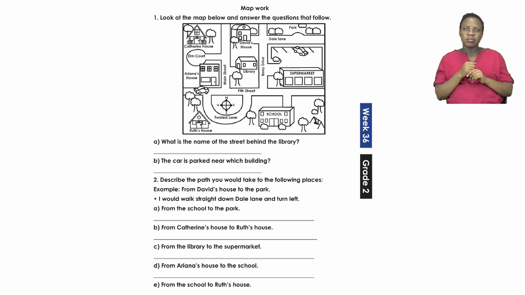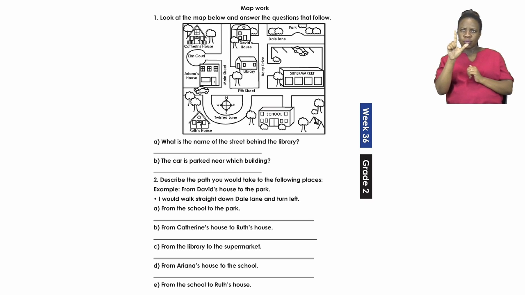Example says, here you must now describe the path from David's house to the park. Right. Now, if you are at David's house, how will you get to the park? The answer is, I would walk straight down Dale Lane and then turn left. So from David's house, you walk straight down Dale Lane and then you turn left.